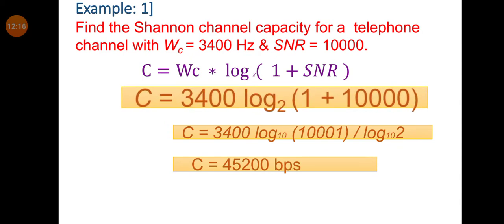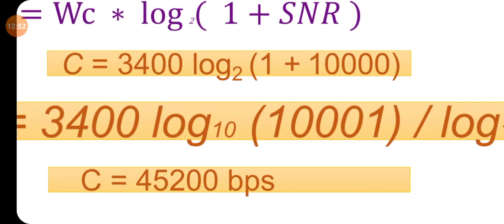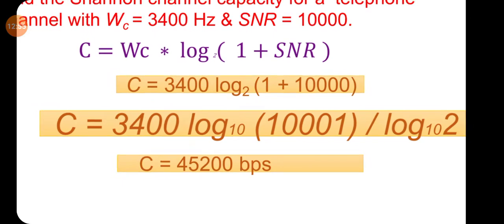Concentrate on the screen. WC, bandwidth, is 3400, into log to the base 2 of, in brackets, 1 plus SNR. Put the value of SNR here. SNR given is 10,000. Understood? Okay, next step. In the next step we are simplifying the bracket value. 10,000 plus 1 is equal to 10,001. Clear?